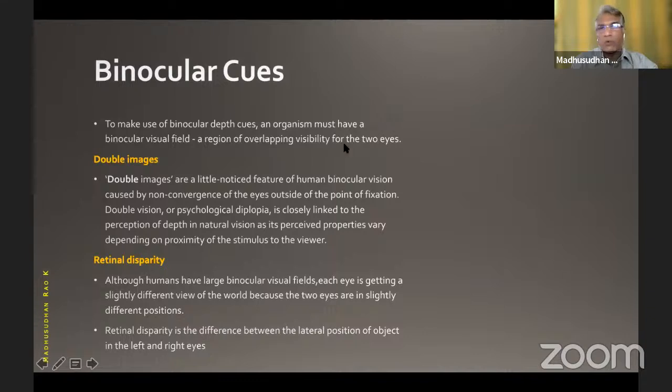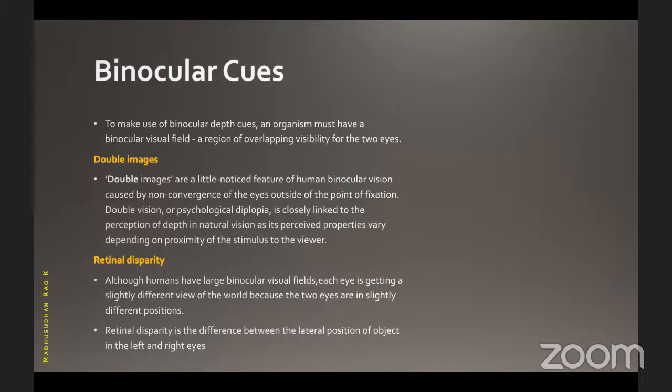Other things, what are binocular cues? To make use of binocular depth cues, an organism, that is an animal or human being, must have a binocular visual field, a region of overlapping visibility of the two eyes. I'll try to show you here. If you have some issues, if retinal disparity is there, double image can occur. Double image is a little noticed feature of human binocular vision caused by non-convergence of the eyes.